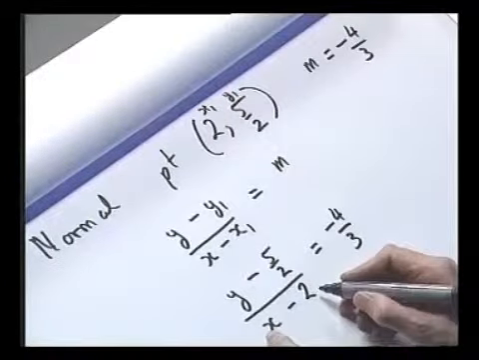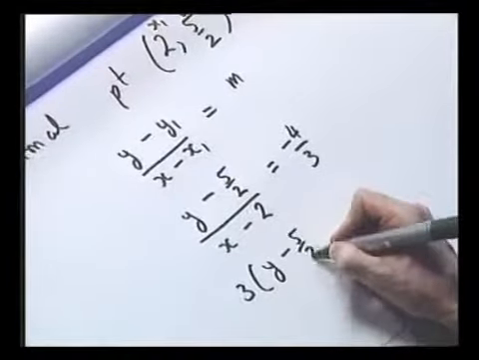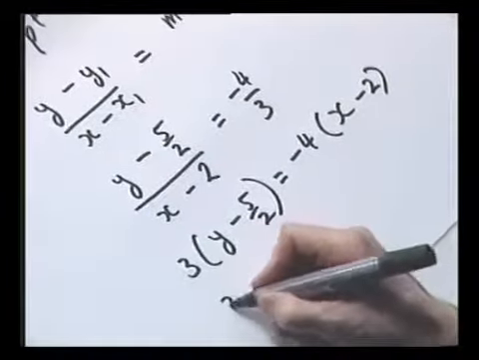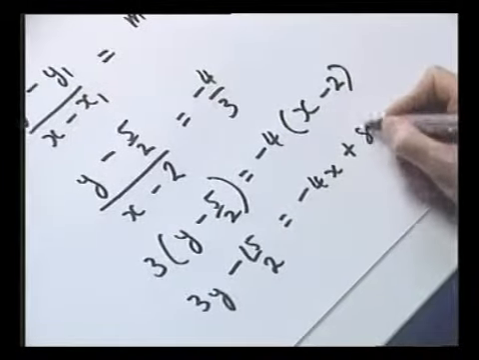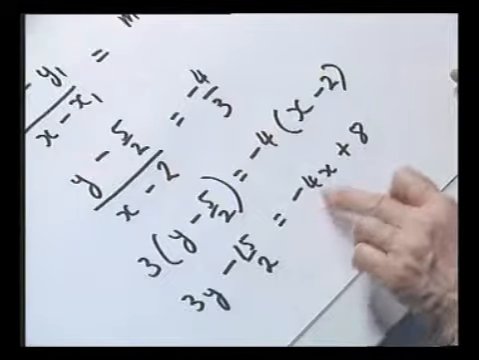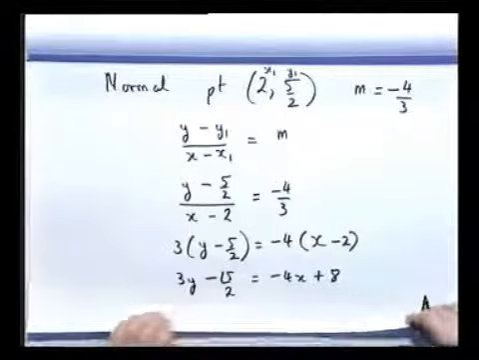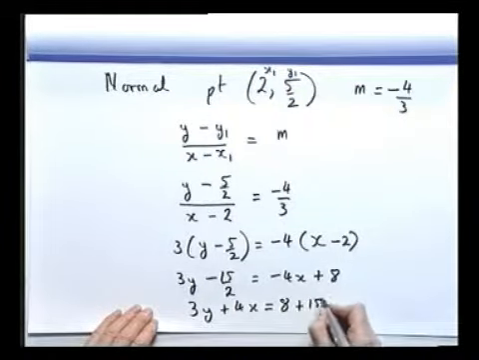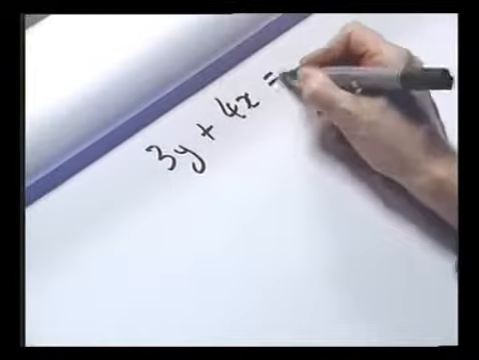Let's multiply up by x minus 2 and by 3. So we have 3 times (y minus 5/2) is equal to minus 4 times (x minus 2). Multiply out the brackets. 3y minus 15 over 2 is equal to minus 4x plus 8. Now let's get things together. It's awkward having this minus 4x here, so we'll add 4x to each side, and we'll add 15 over 2 to each side. So we'll have 3y plus 4x is equal to 8 plus 15 over 2. Now 8 is 16 over 2, so here I'll have 31 over 2. So we'll have 3y plus 4x is 31 over 2.